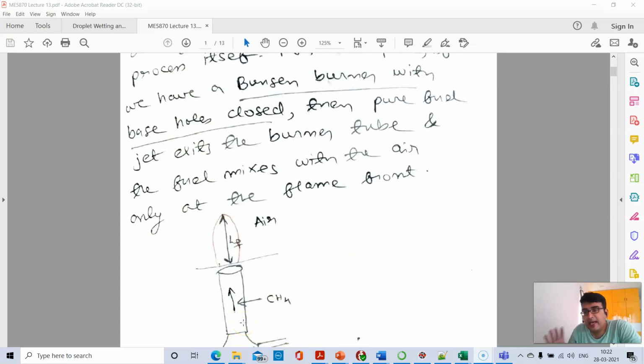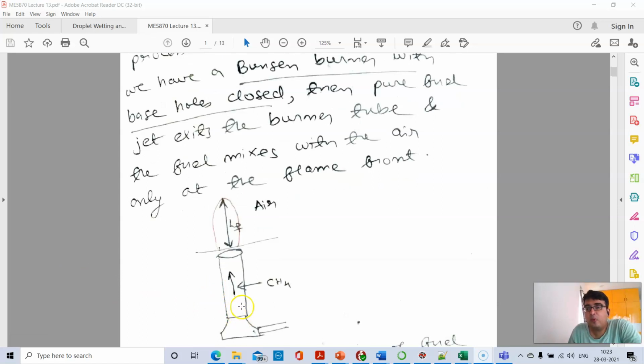If you recall the example of a Bunsen burner, at its base it has certain holes for air, and it can run either in premixed mode or in diffusion mode. In premixed mode, the bottom holes were open so that the air mixes with the fuel as it goes through the tube. In the case of a diffusion flame, these holes are closed. So pure methane gas or pure LPG flows through the tube and comes out as a jet. And this jet then mixes with air at the flame front.